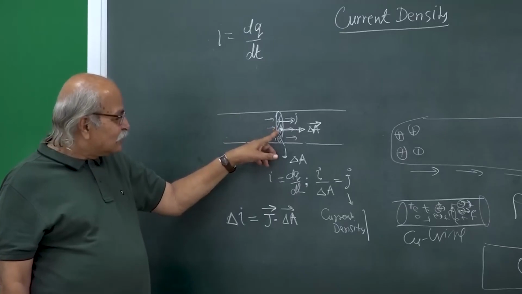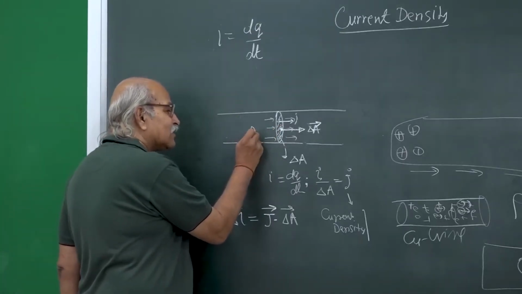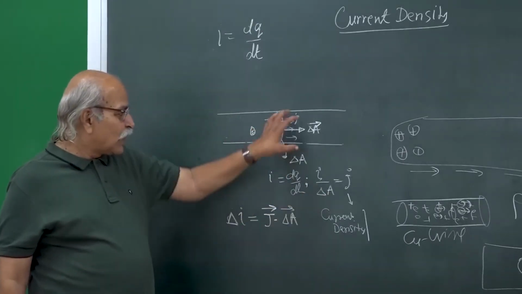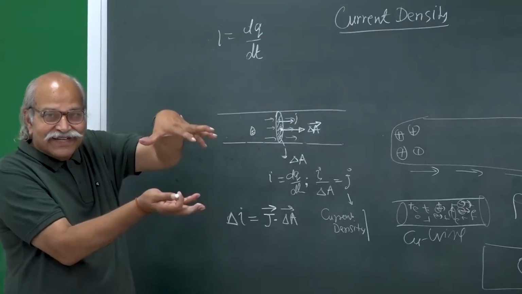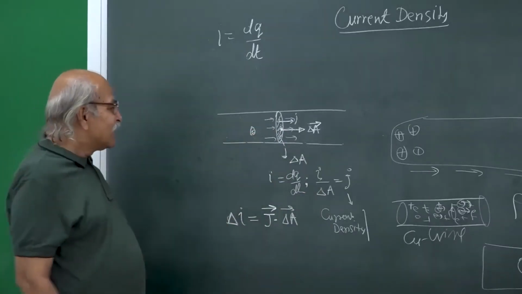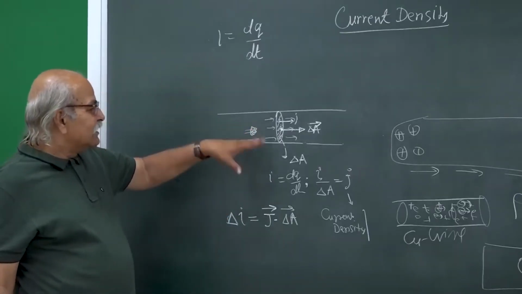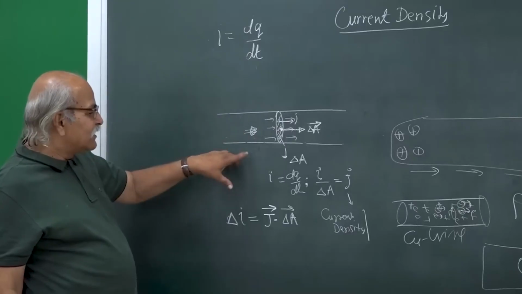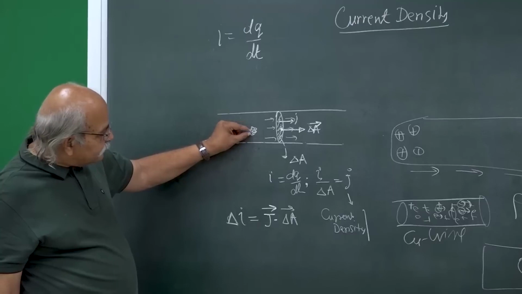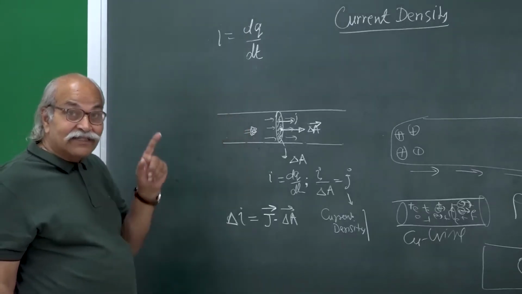And with that point you can construct a smaller area also. You can construct a small area here because it is delta A, your wire may be thick enough. So you can make a small delta A if you so wish, and then the charge crossing, dq by dt, I divided by delta A, all those things you can do here, and you can make this area very small.